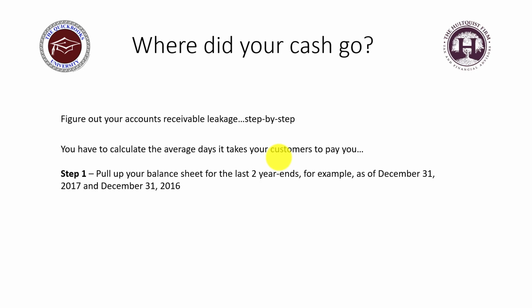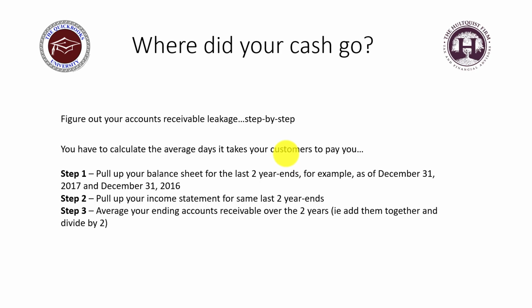Step one, let's pull up your balance sheet for the last 2 year ends. So for example, as of December 31st, 2017, and December 31st, 2016. Just get those balance sheets. That's all you have to do. Step two, you're going to pull up your income statement for the same last 2 year ends. One income statement will be from 1/1/2016 to 12/31/2016, and the second one will be from 1/1/2017 to 12/31/2017.